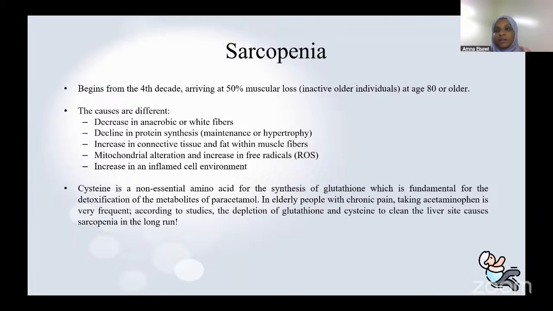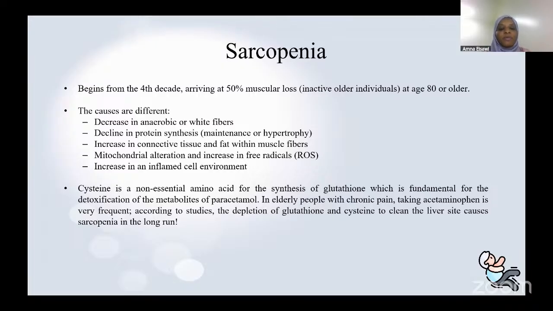Now we said earlier, if you remember, that pain is one of the risk factors of falls, and this is a very interesting risk factor. And why is that so? One of the things that could explain this is that cysteine, which is a non-essential amino acid that's used for the synthesis of glutathione, is fundamental for the detoxification of the metabolites of paracetamol.